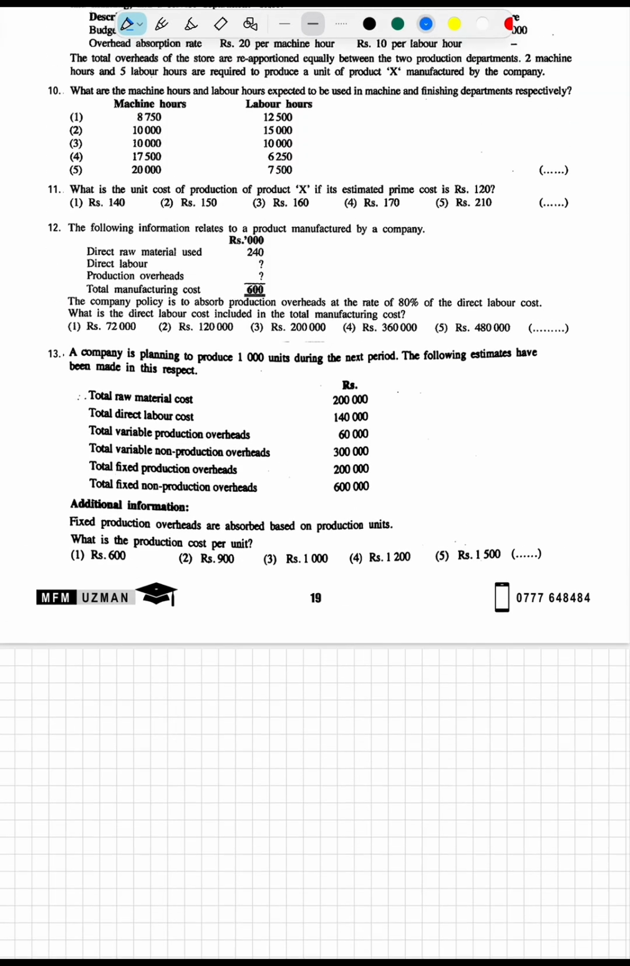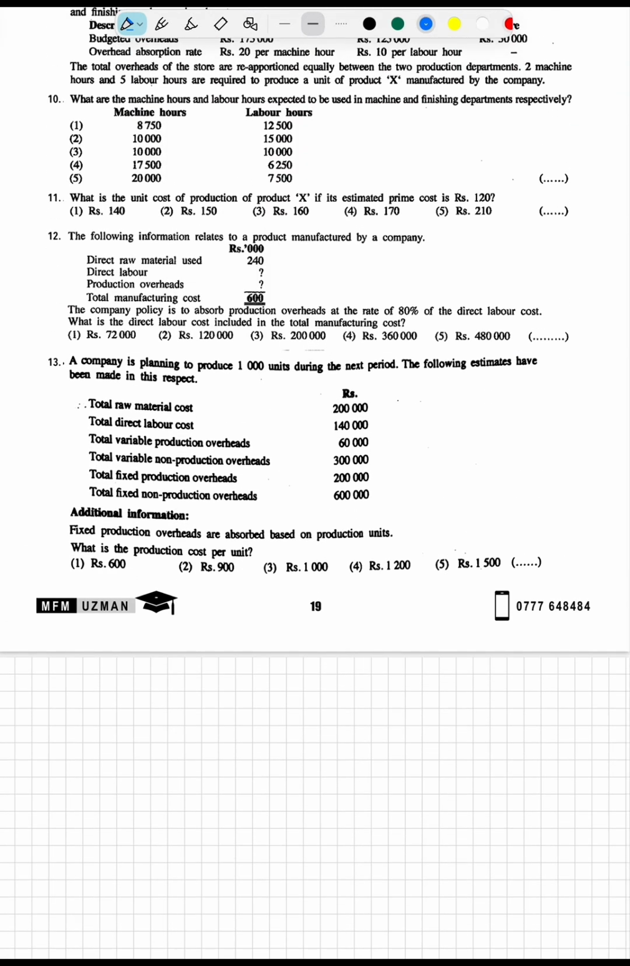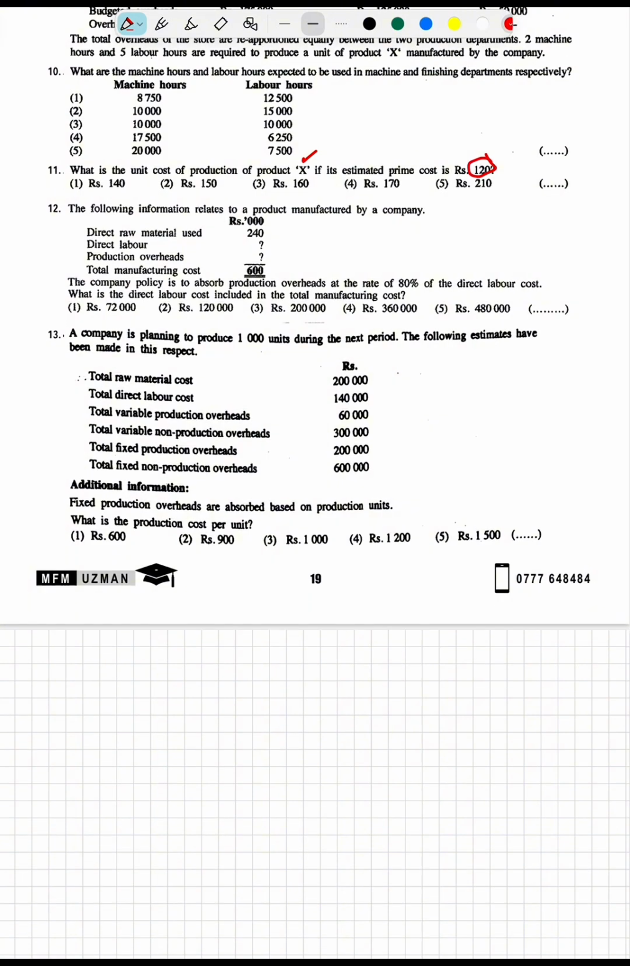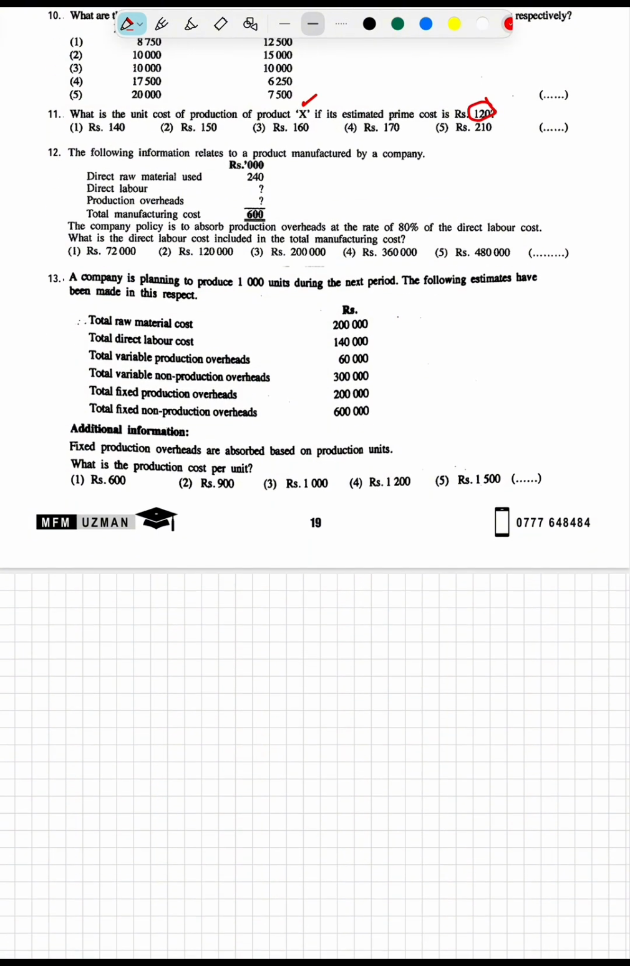All right, so question number 10 and 11, right? So they are asking here the budgeted machine hours and labor hours, as well as the unit cost of production of product X. If the estimated prime cost is 120, that means they have given the prime cost and they are asking the production cost including the overhead absorption per unit, right? So first of all they're asking the machine hours and labor hours. So I'll just go with the workings here.